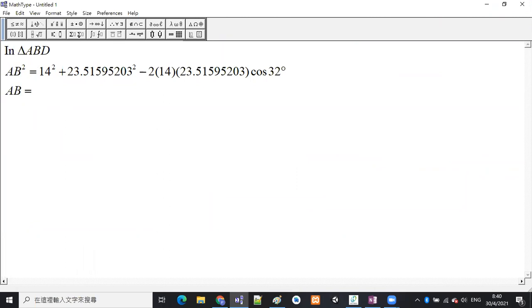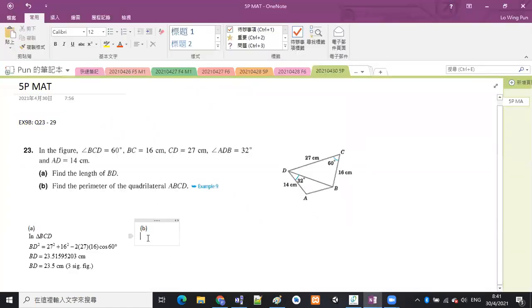Okay, so 14 squared plus this number squared minus 2 times 14 times this number times cosine 32 degrees. Okay, and then take square root, and it should be 13.8 something, right? cm. And finally, we just add the four sides together to find the perimeter.